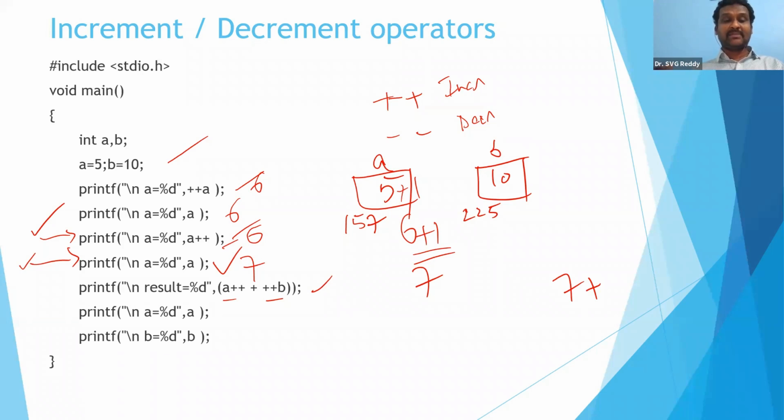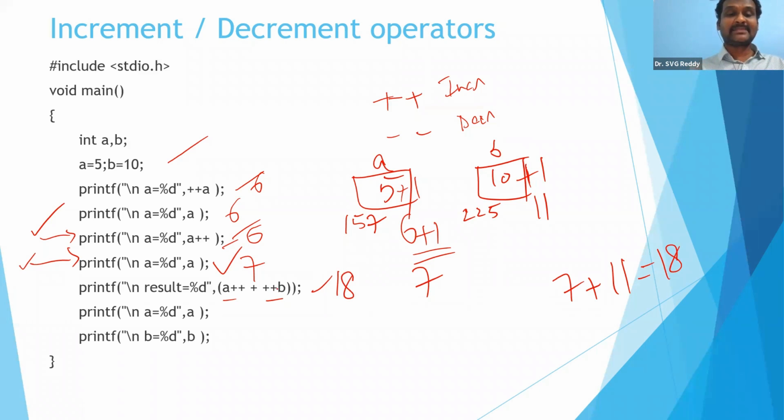Why? Because it's post-increment. But the value of b is pre-increment there. Increment it now. So 10 plus 1, which is 11. So now plus b will become 11, which comes to 18. So at this level, it prints the value as 18.